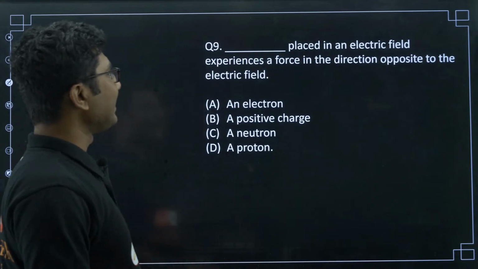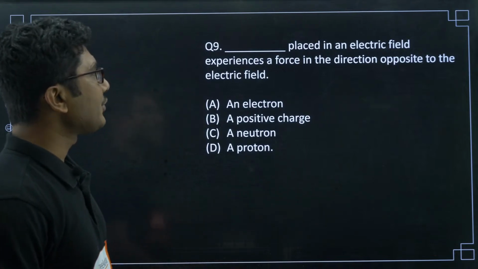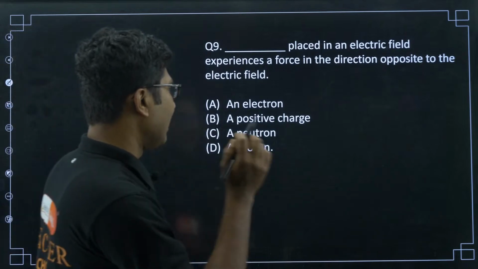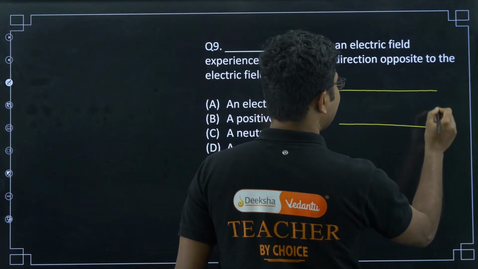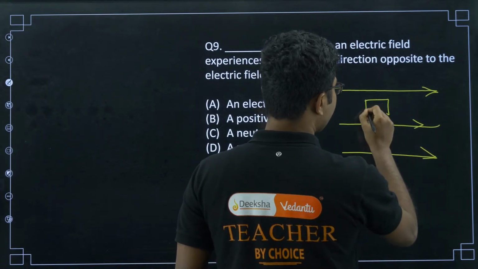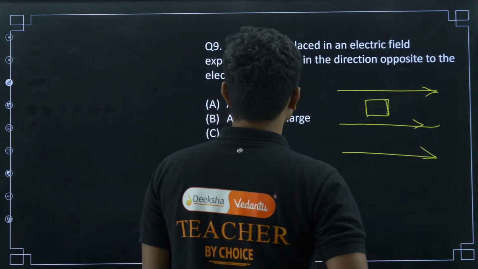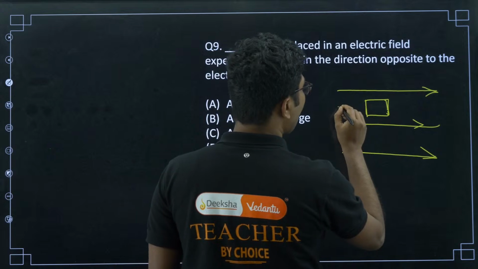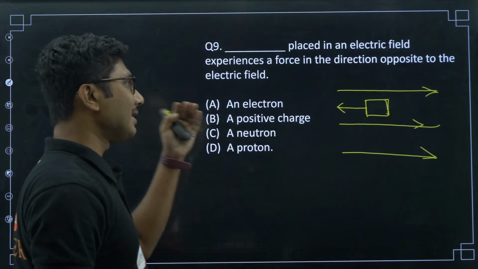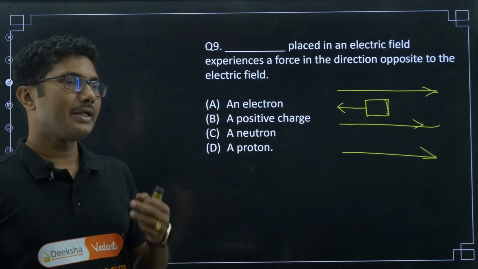Dash placed in an electric field experiences a force in the direction opposite to the electric field. So now something is placed in an electric field. Suppose this is the electric field. Let me help you to answer this question. Something is placed in this electric field. What is inside this box, so that it experiences a force in the opposite direction of the electric field? The answer lies with what moves in the opposite direction of the electric field.